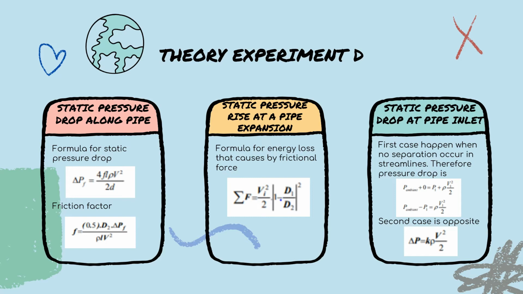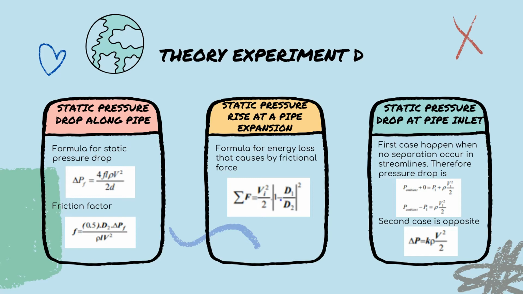But here we have three different static pressures, which are static pressure drop along the pipe, static pressure rise at a pipe expansion, and static pressure drop at pipe inlet. The formula for static pressure drop is as shown in the slides, and for static pressure drop at the pipe inlet, it has two cases, which are separation occurring in the streamline and the opposite of that. For the first case, it has two formulas to calculate pressure drop, while the second case, which is the opposite of the first case, only has one formula, which is delta P equals K rho V squared over 2.